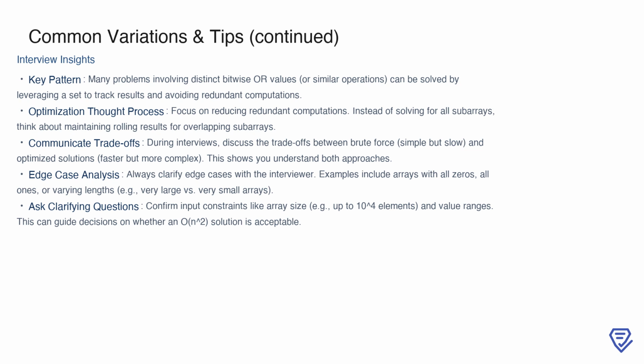Edge case analysis is another critical step. Clarify scenarios like arrays with all zeros, all ones, or extreme lengths. For example, very small arrays may allow simpler solutions, while very large arrays may necessitate optimization. Lastly, ask clarifying questions about input constraints, such as the maximum array size or value ranges. This helps determine whether solutions with higher time complexity are acceptable in the given context.